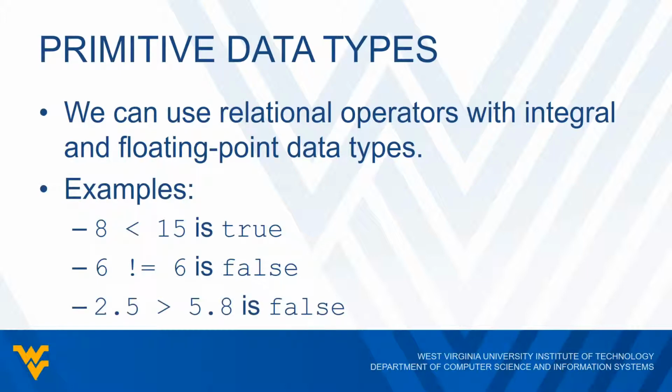And I can even do floating point values. So I can check to see if 2.5 is greater than 5.8. Sure enough, that's not true, so this is going to evaluate to false.